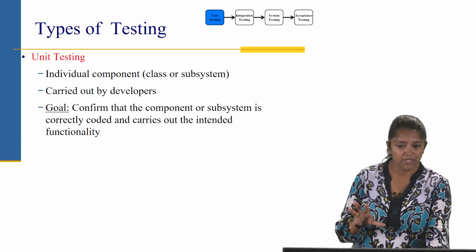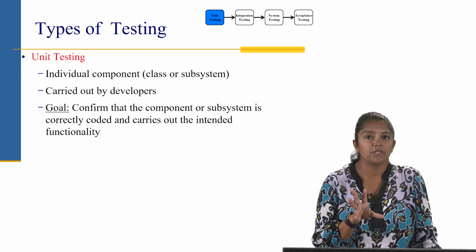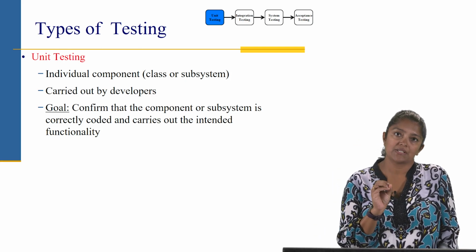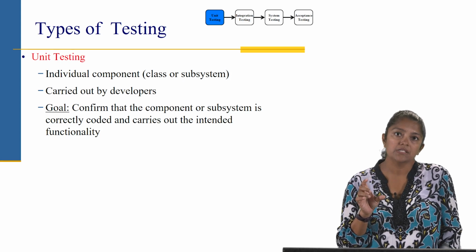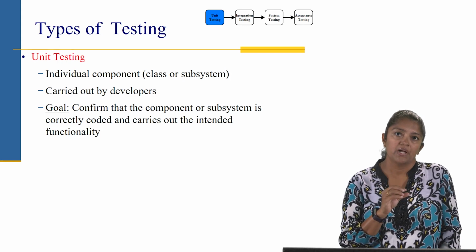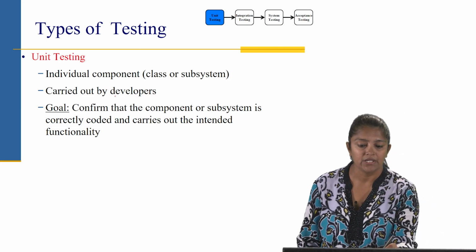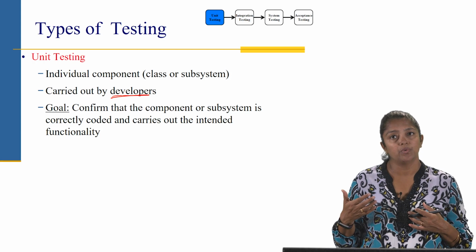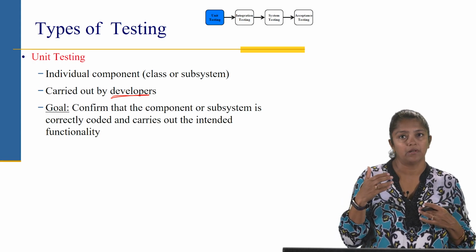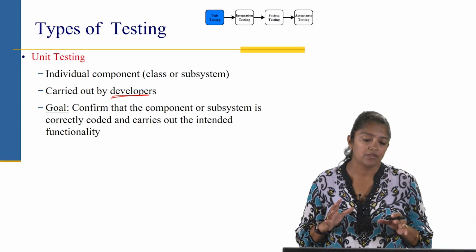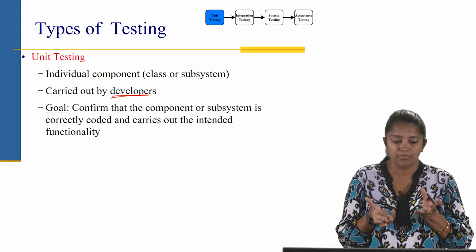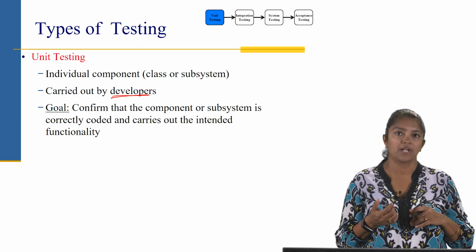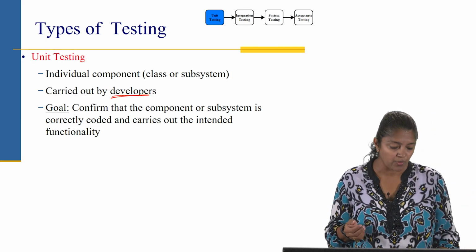Unit testing, like I mentioned earlier, the purpose is to test an individual component, and that individual component could be as small as a class, it could be one single class, or it could be a subsystem. And this is typically carried out by the developers. Whoever is programming or writing the class is the person who would be unit testing that particular unit. And the goal here is to confirm that this individual component is correctly coded and carries out the intended functionality, whatever functionality it's supposed to provide.